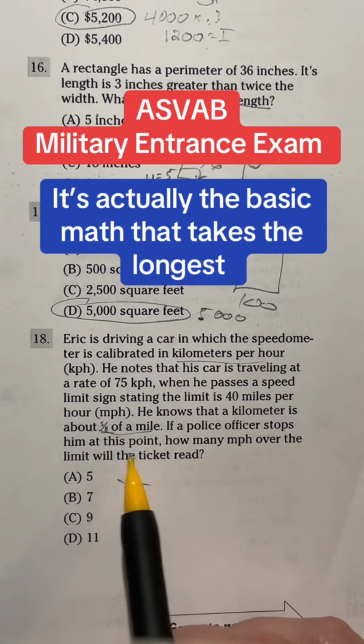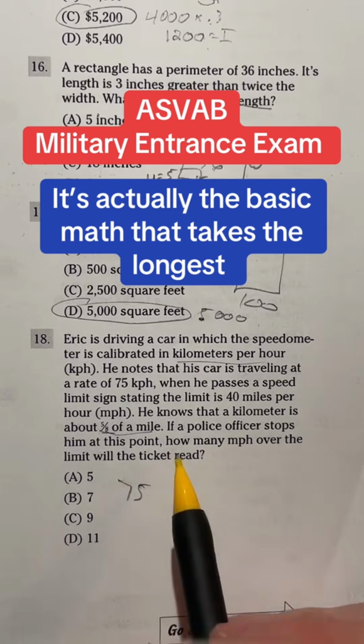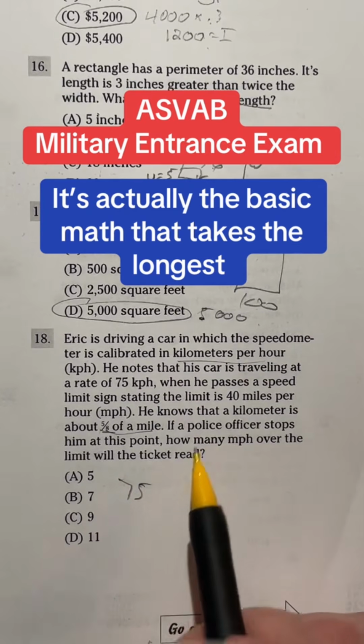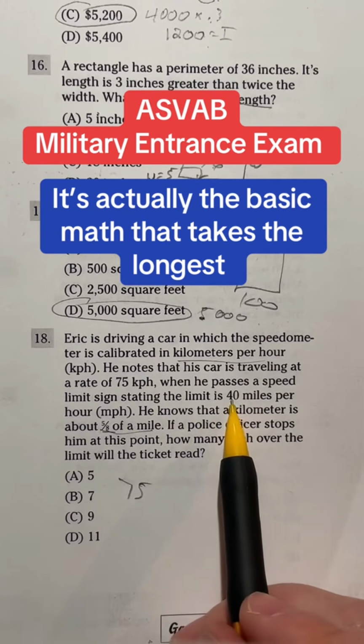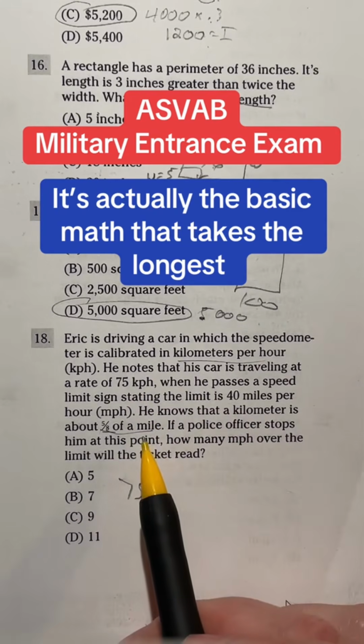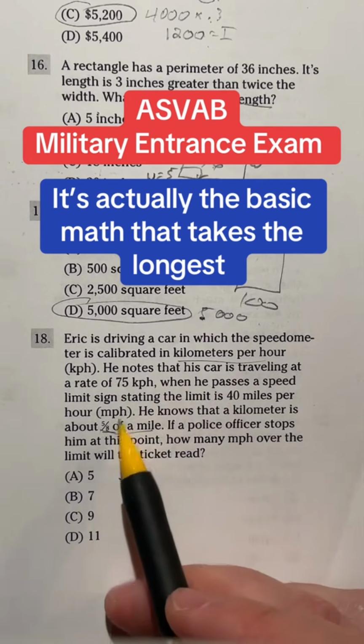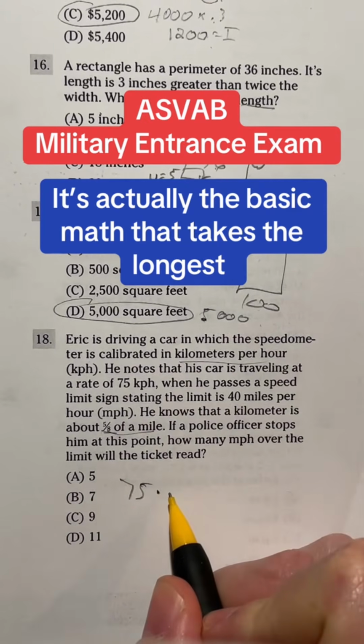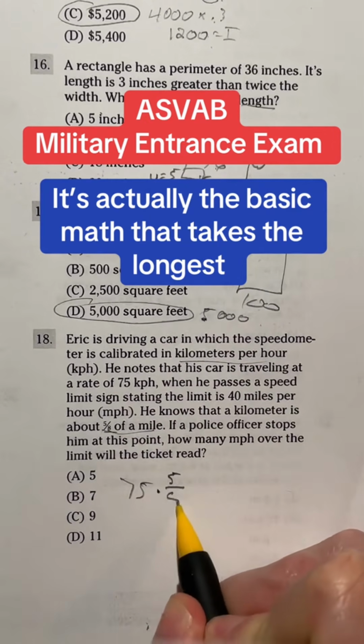So if a police officer stops him at this point, how many miles per hour over the speed limit will the ticket read? So essentially, we've got to find out how many miles per hour Eric is going, all right? And then we have to see how far above 40 this is. Now, the other way would be taking 40 and converting it to kilometers per hour. But in that case, we actually would not get our answer, because the difference is the difference in miles per hour, all right? So that means we're going to be dealing with doing 75 times this 5/8, because that's going to convert us into miles per hour.